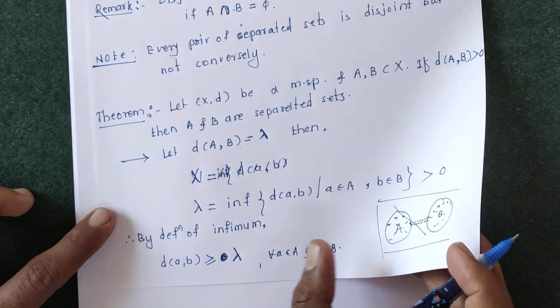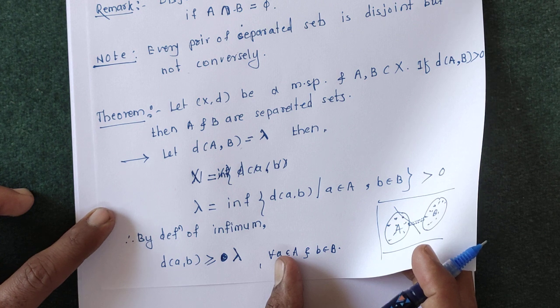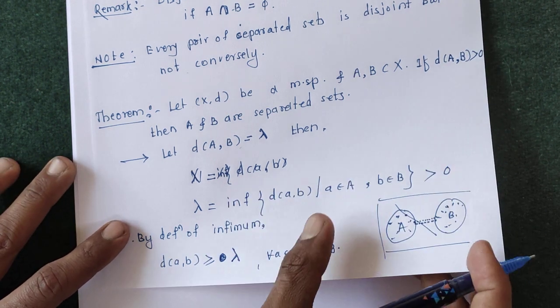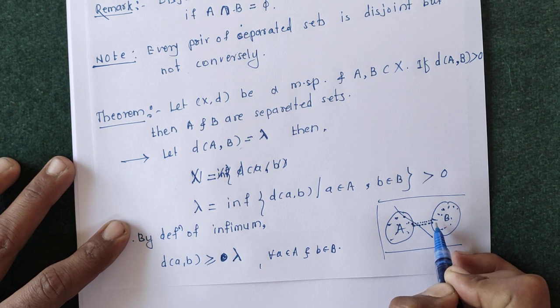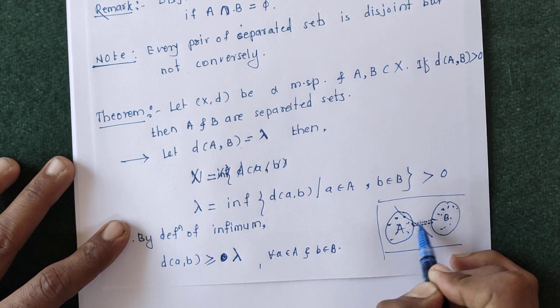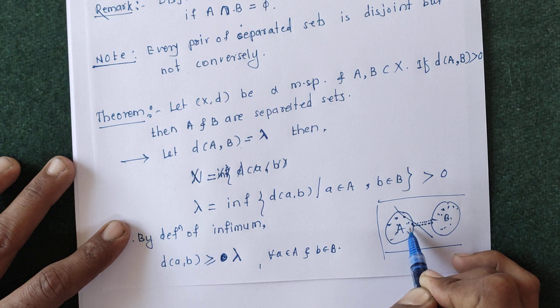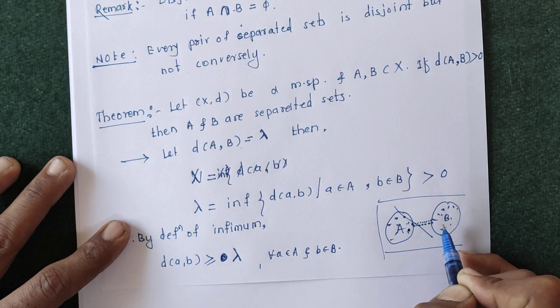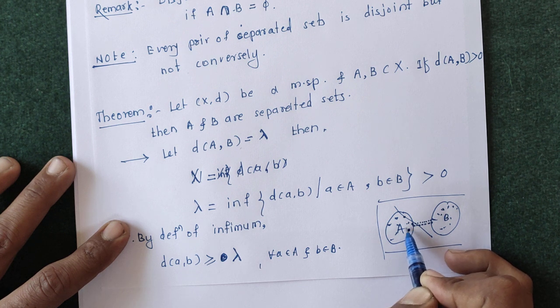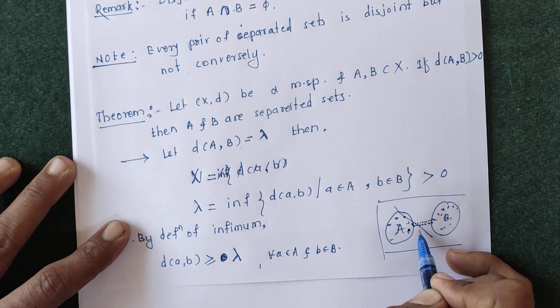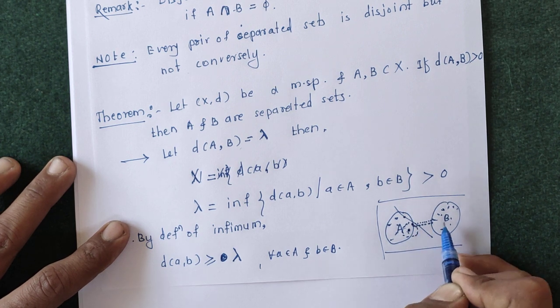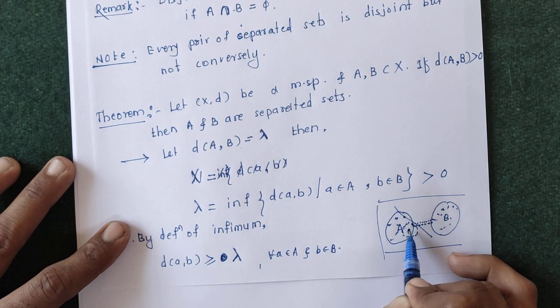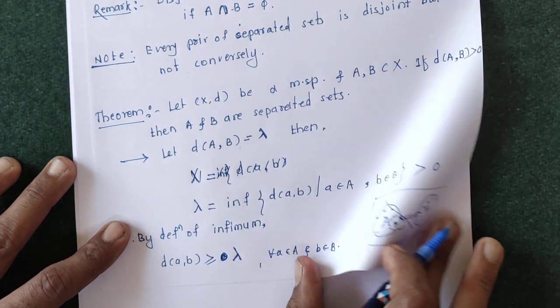Now this a belongs to A, so then that a cannot be a limit point of B, since there is some distance between A and B. So clearly, if suppose this is element a, then this element a cannot be the limit point of B. If we take this radius and draw the open sphere, then this open sphere does not intersect B, so that a is not a limit point of B.